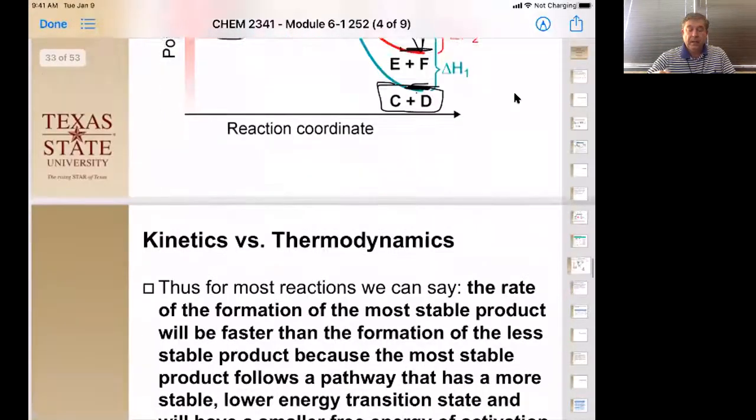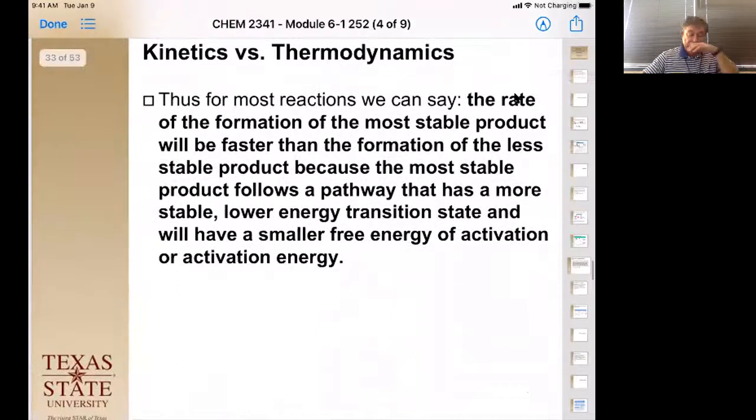Okay. So what that means for us is the rate of formation of the most stable product will be faster than the formation of the less stable product, because the more stable product follows the pathway with the lower activation energy. So think about the height of that activation energy. If it's low, it's kinetically favored. Look at the products. The one that released the most heat is the thermodynamically favored.